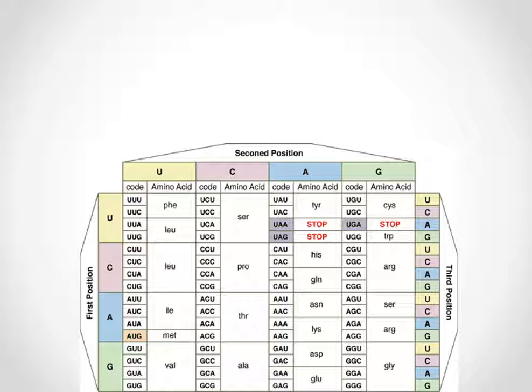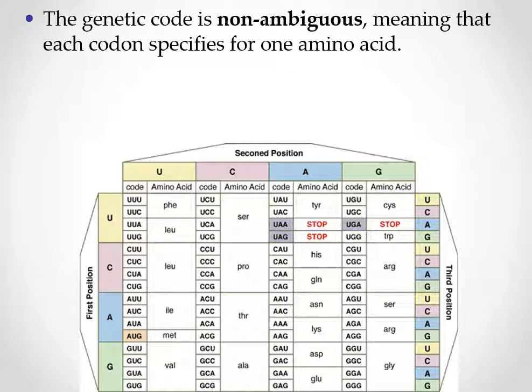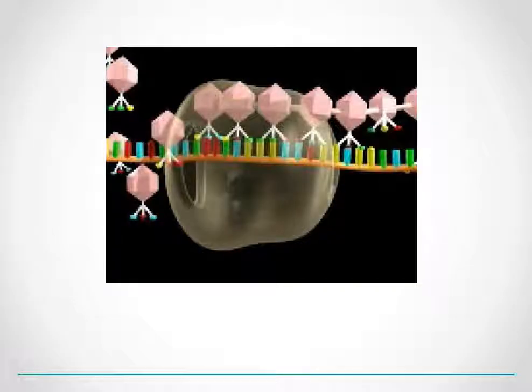You'll notice that some of them are not ambiguous, which means they are specific for one amino acid. But you might have several codons for one amino acid. Like if you look down at the bottom for Val, you have 4 different codons that match for Val. So keep that in mind. This is a short little clip to show you translation versus transcription.